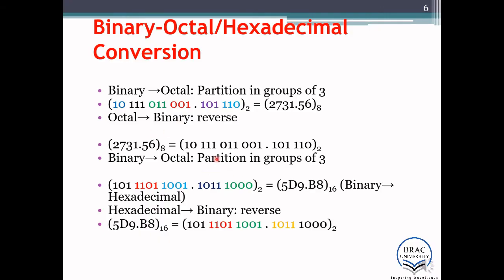For binary to hexa, you have the binary values. For hexa you need 4 bits, so take 4 bits, this blue one, red one, then the black one, this 3 bits, but in front you can consider a 0 bit as well. Similarly this 4 and this 4. Write the equivalent hexa values, then you will get the hexa number equivalent to the binary, which is 5D9.B8. For hexa to binary, do the reverse calculation of what you have done.